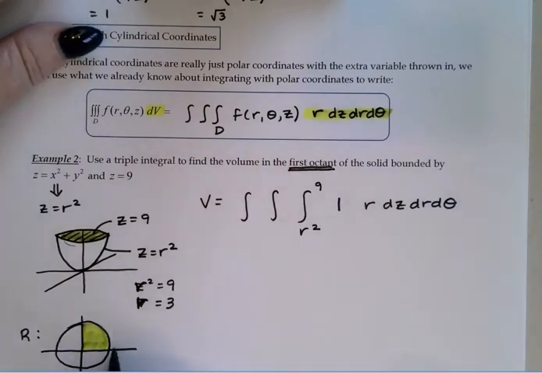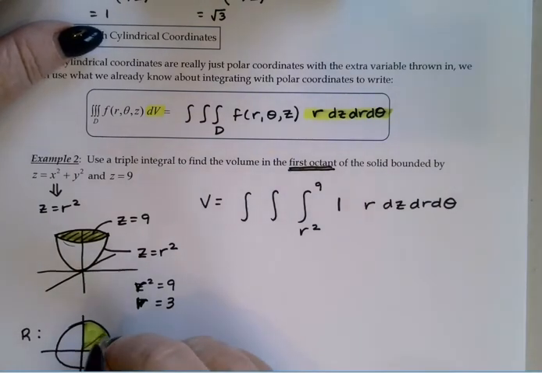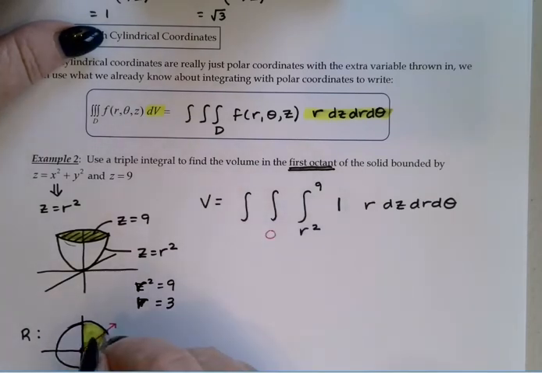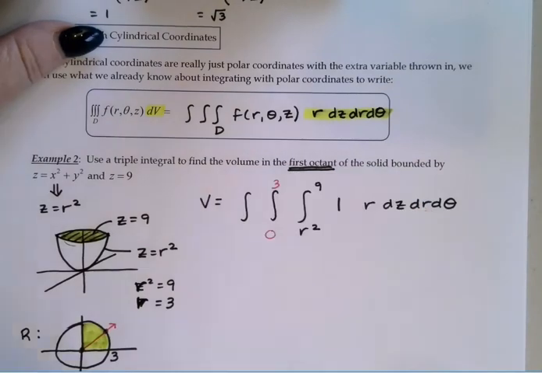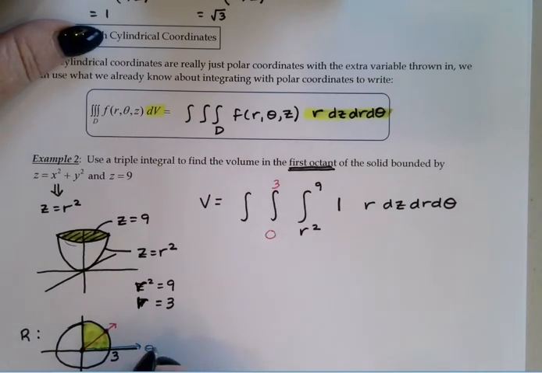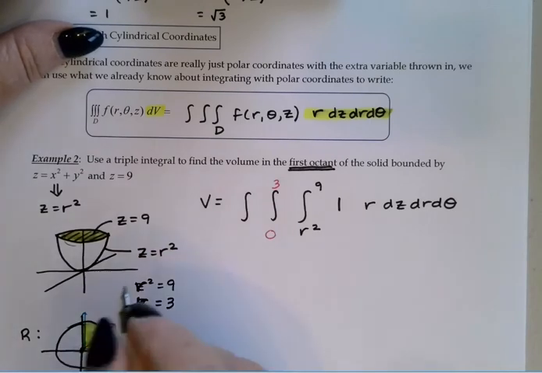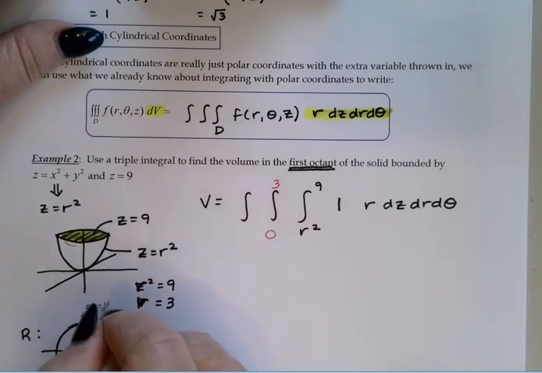For r and theta, I'm going to look at my R picture. If I imagine my radial spoke, I'm already in my region at an r of 0, and I exit the region at an r of 3. Finally, I start at theta equals 0, and I sweep this out to go to theta equals pi halves.